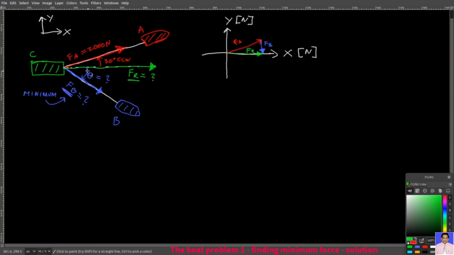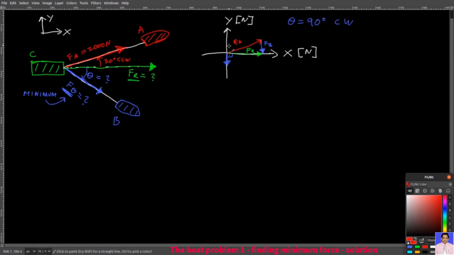And what does that mean for theta? Well, remember this FB is just a shifted version of this one here. And so that means that this theta here, well, it's 90 degrees, right? So we have one unknown. Theta equals 90 degrees. And now, knowing the direction of FB, which is 90 degrees clockwise, we can find out what the magnitude of FB is and what FR is.